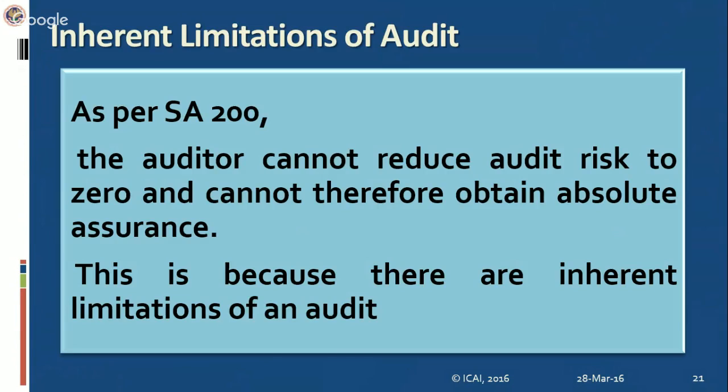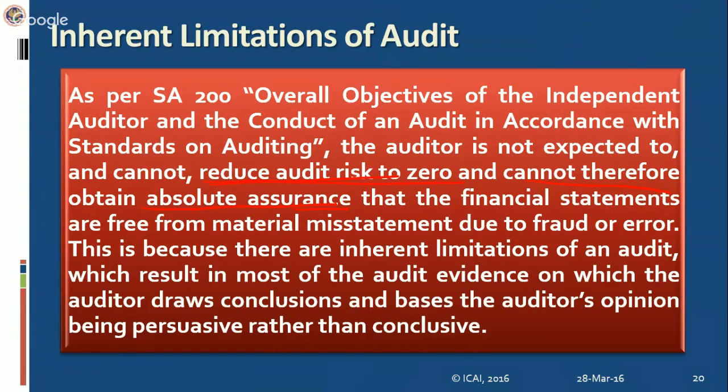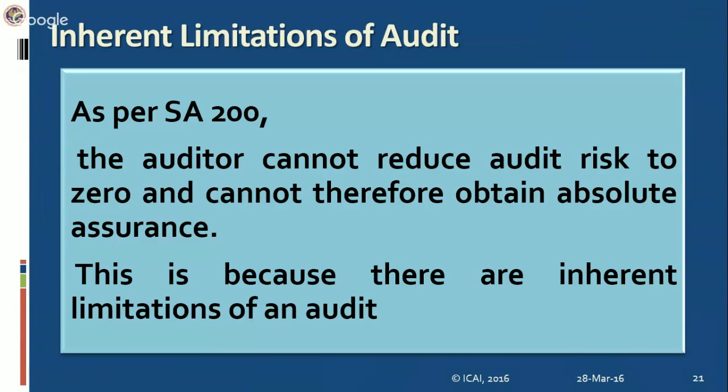A student was asking how to prepare brief notes. So this is the entire paragraph, and at the end of it, I just write a few lines. The auditor cannot reduce audit risk to zero level, and he cannot therefore obtain absolute assurance. Means he can obtain only reasonable assurance. He cannot obtain absolute assurance. Students, this is because there are inherent limitations of an audit. So this is what I am impressing upon you, how to prepare brief notes.